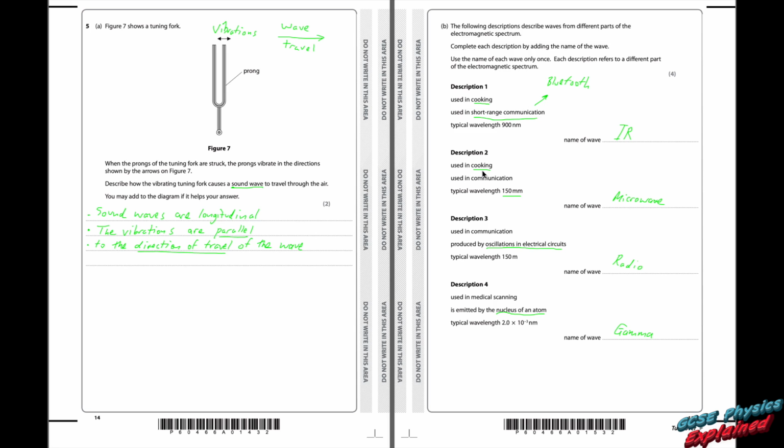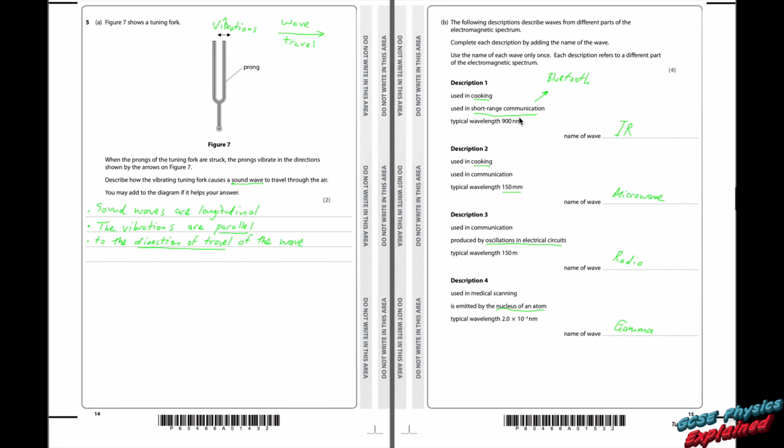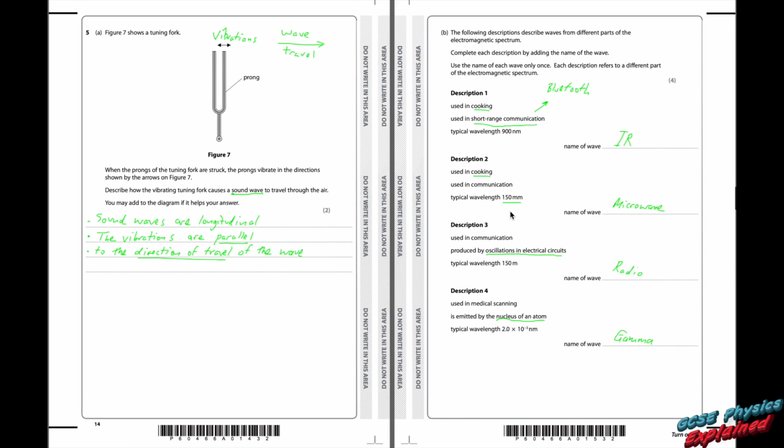Description 2, used in cooking, so just like the first one. It's also used in communication, just like the first one. But the typical wavelength is 150 millimeters, so that's 15 centimeters. So microwaves are a few centimeters long, 1 centimeter long, 15 centimeters long, something like that.